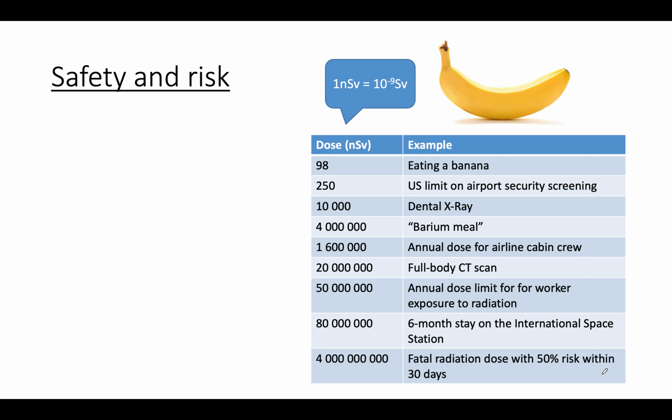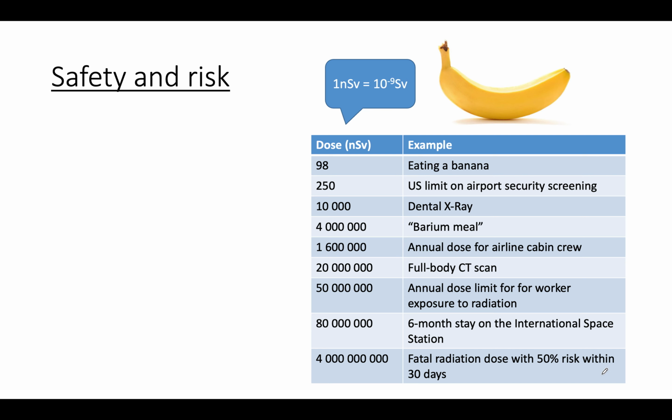98 nanosieverts is the radioactive dose that you receive if you eat a banana. Now, most people would consider eating a banana to be a pretty safe occupation, but it actually contains a radioactive form of potassium, which could potentially cause you some harm. There is a risk, but that risk is very, very small, 98 nanosieverts. Most people would agree eating a banana is pretty safe.